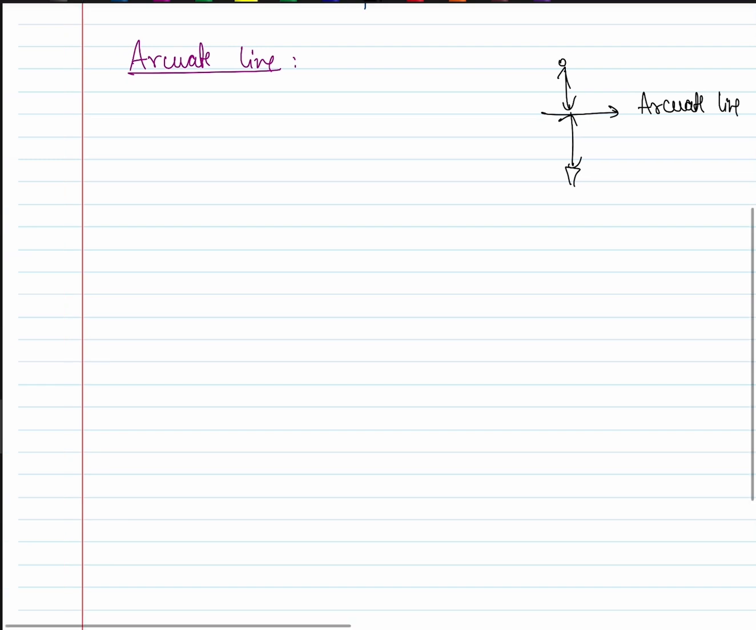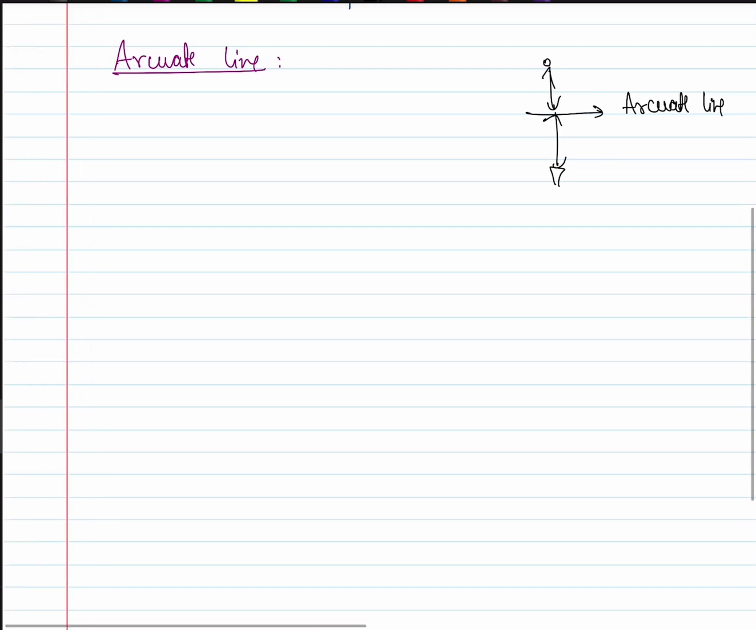So what is the importance of this arcuate line? The importance is above this arcuate line there is a posterior wall of the rectus sheath which is present, whereas below the arcuate line it is absent. So I am going to show you diagrammatically.